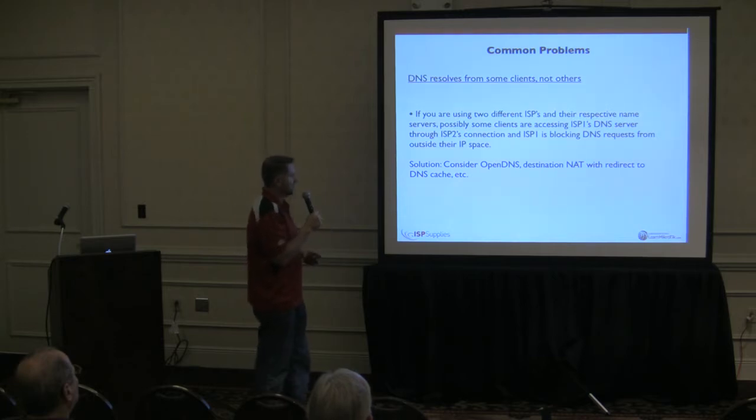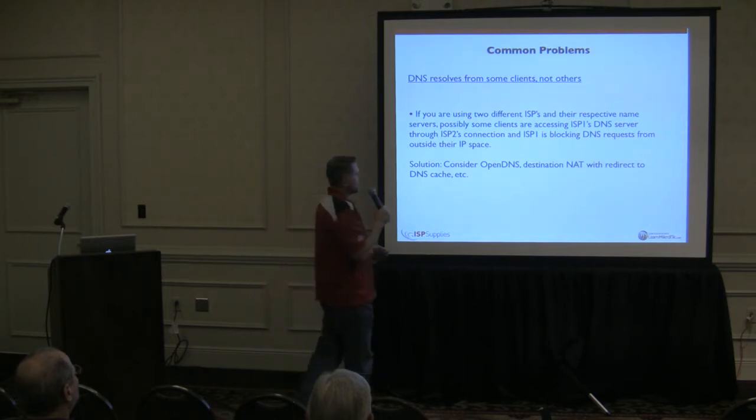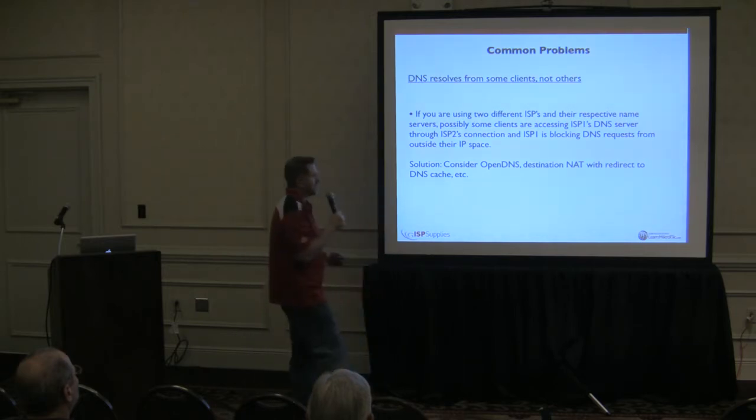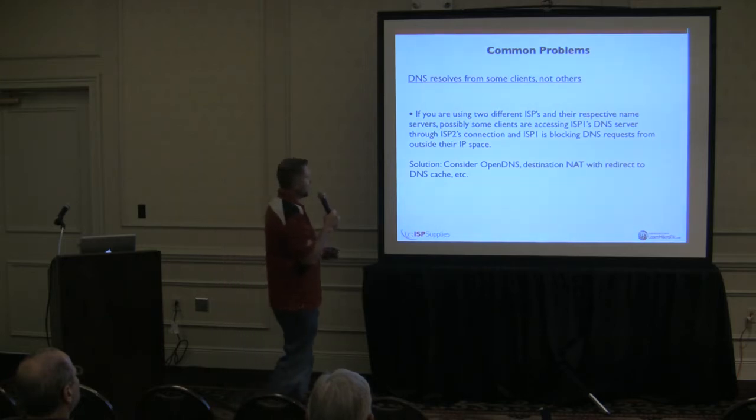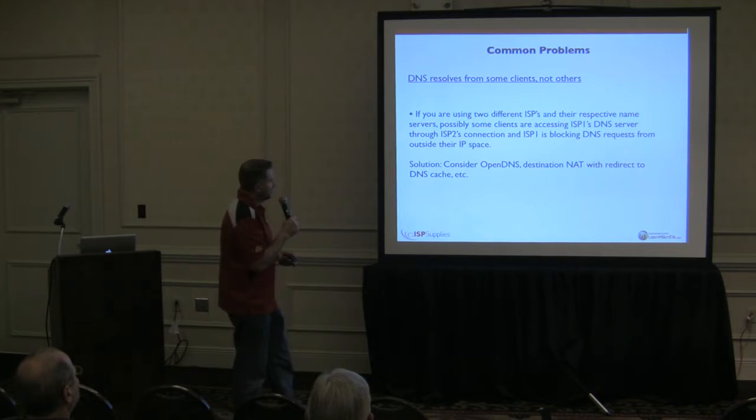So one solution is consider something like OpenDNS or some neutral DNS source. You can also create a destination NAT rule with an action of redirect and send all of them to your DNS cache and then point your router towards OpenDNS.